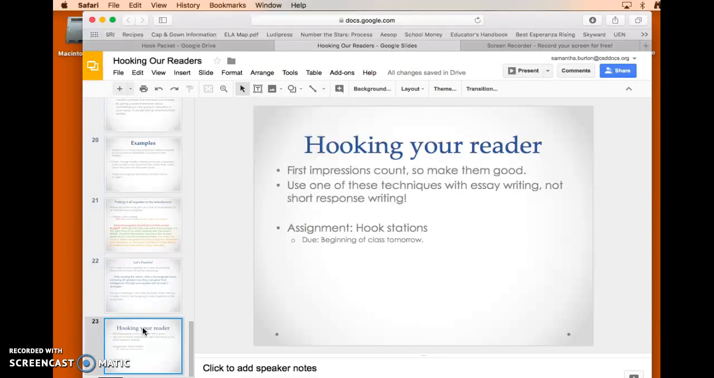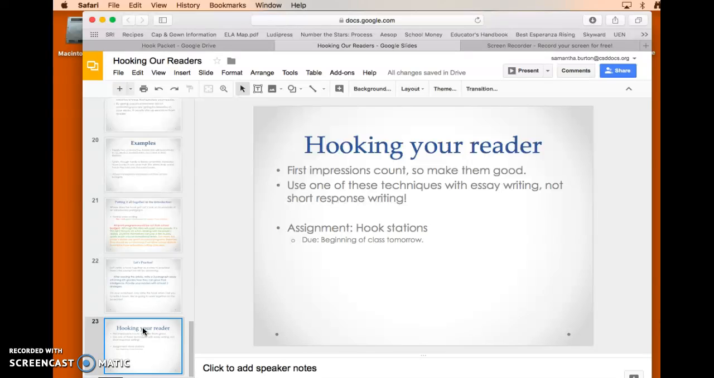But hooking your reader is your first impression. Just like the first day of school, if I would have come in sweats with my hair a mess and makeup smeared everywhere, you wouldn't think I was a good teacher. Same thing with this. If you don't hook your readers correctly, they're going to make you think something bad about your essay. So make them a good one. Use one of those techniques. Either ask a question or make a bold statement with your essay writing. Not short responses, only in essays.